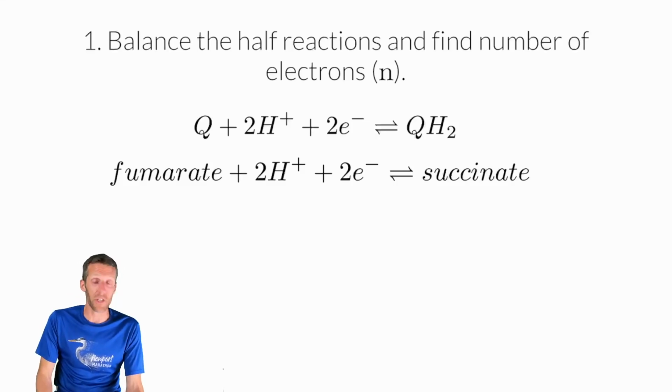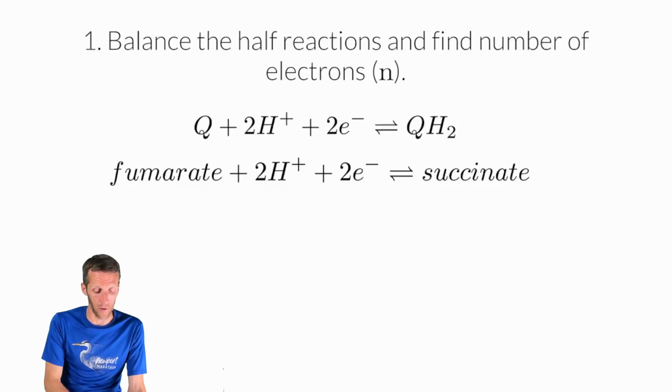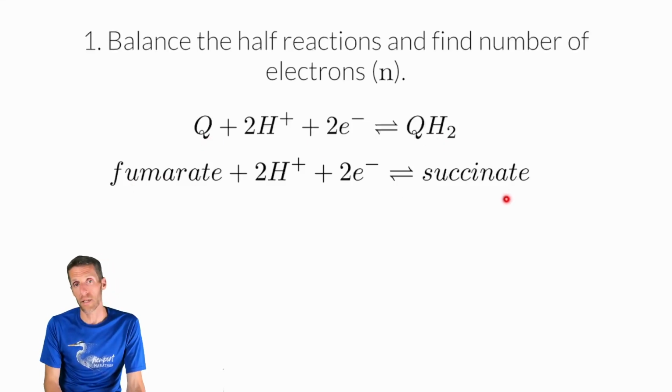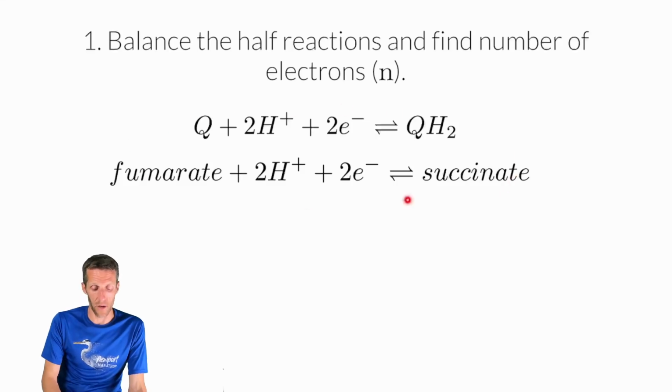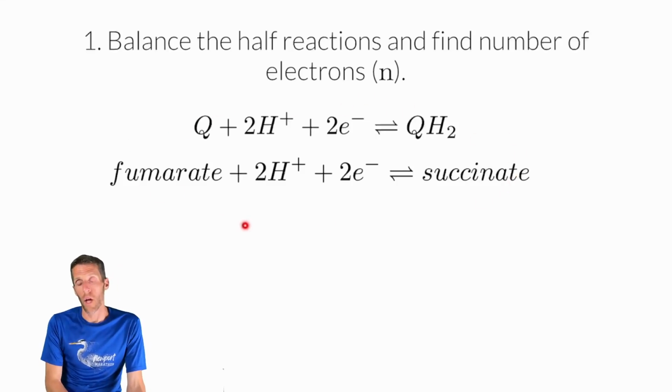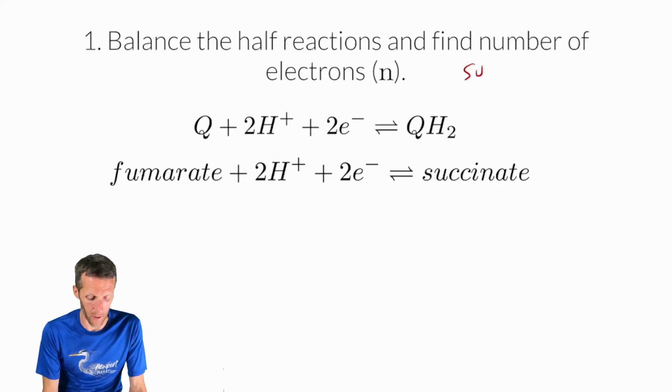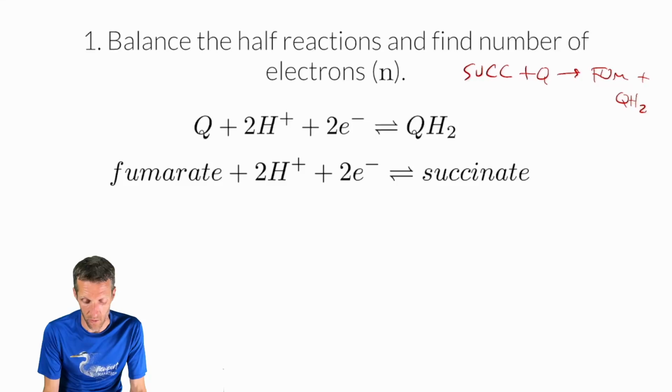So here's the reaction that I just showed earlier. We've got Q going to QH2 and fumarate going to succinate. These are the biological reactions we talked about. But when I drew the reaction, I actually drew it as this. I guess I should have put it up here earlier, or I should have shown the slide. But we've got succinate and Q going to fumarate plus QH2. That's the biological reaction that we're studying.